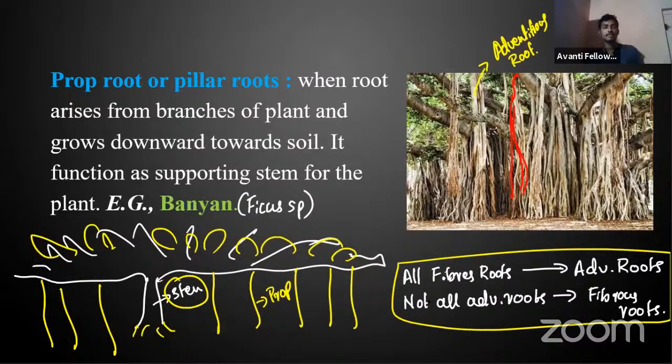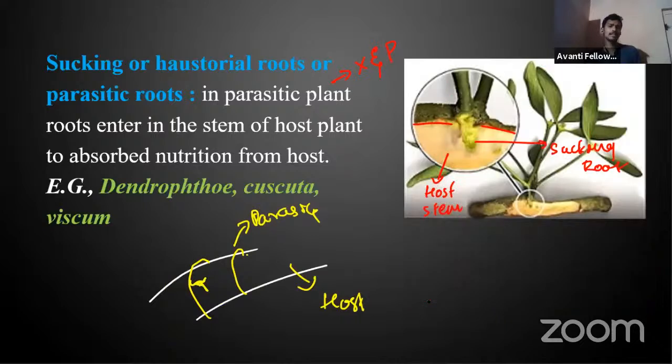Okay, example is banyan. And the third one is the sucking or haustorial root, which is present in a parasite, which goes deep into the host plant's vascular bundles, that means xylem and phloem, and they will extract the nutrition, water and minerals. So you can find it in all the parasites like Viscum and Cuscuta.